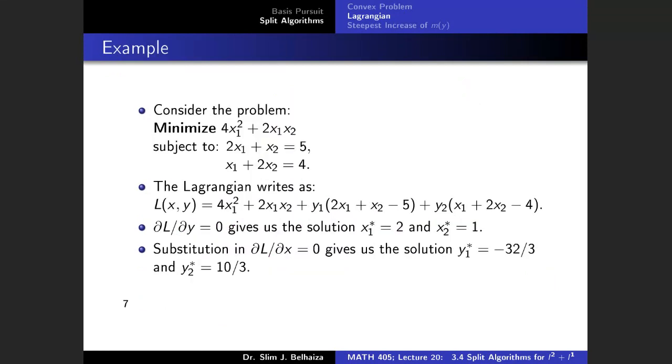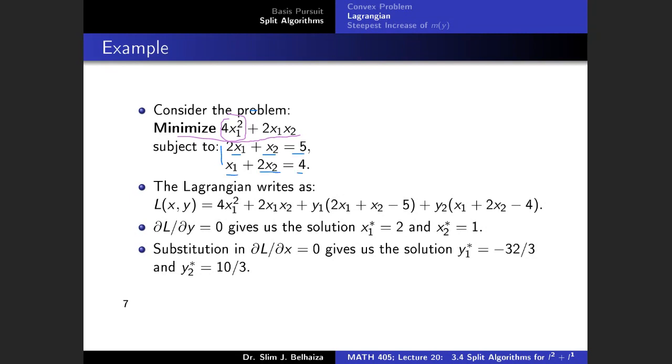So here I have a small minimization problem. I have 4x1 squared plus 2x1 times x2. So this is the objective. Following? So subject to two linear conditions, which are 2x1 plus x2 equals 5 and x1 plus 2x2 equals 4.